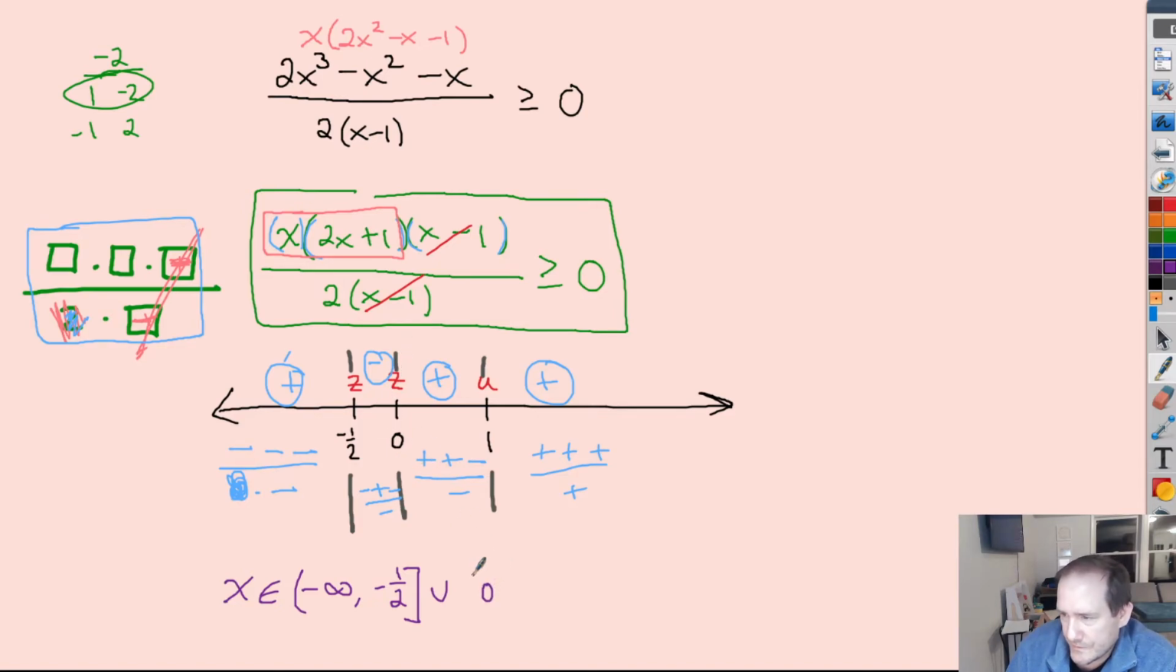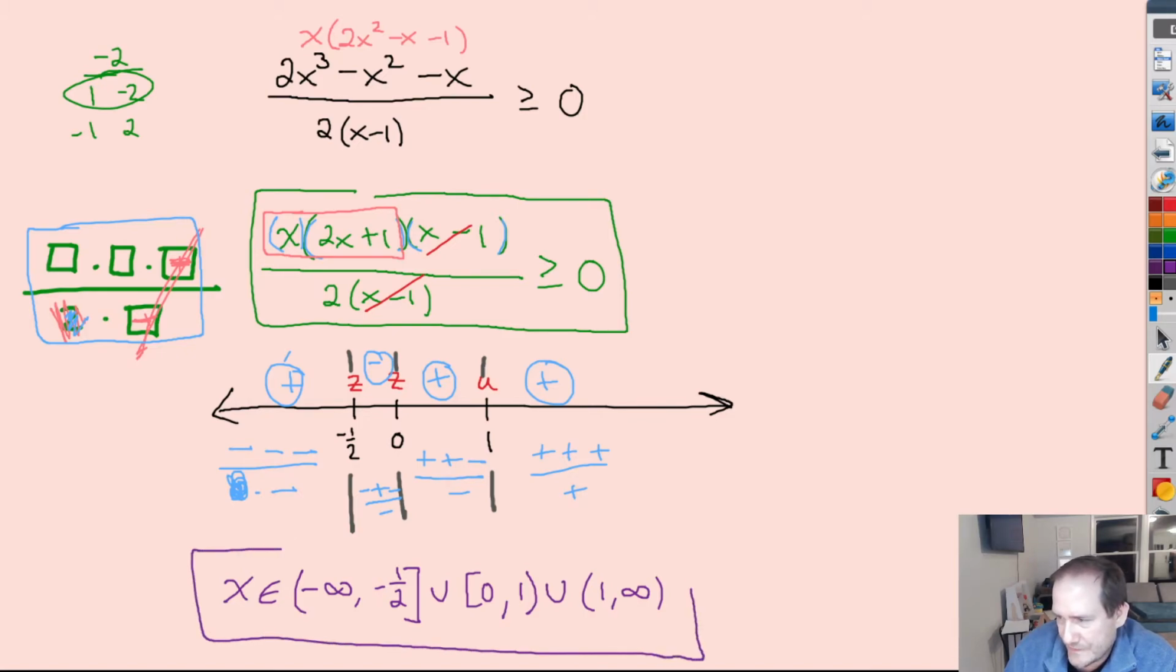0 is a 0, so it'll get a hard bracket. But 1 is not a 0. It's a point where we're undefined. So that'll need to get a soft bracket. We'll have to split this into 2 separate intervals because negative 1 is not part of our solution set. So we'll start at 1 and go to infinity.